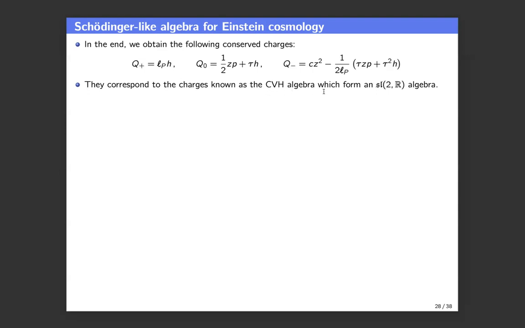So we call this the CVH algebra because this guy is basically the Hamiltonian, H. This guy is the dressed volume, Z is V, Z square is V, okay? So this is the dressed volume. And this guy, ZP, is actually the Hubble factor, what we called in the old time the Tiemann complexifier. So this is the CVH algebra, and this forms an SL2R algebra.